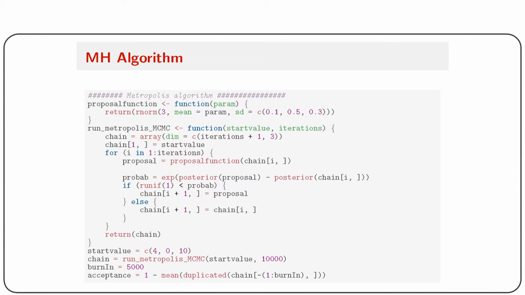And then the start value is, say, 4, 0 and 10. Call the Metropolis algorithm with the start value and 10,000 iterations, burn-in say 5,000, then acceptance is 1 minus the mean of duplicated chain rows after burn-in. So this will give you the acceptance rate.